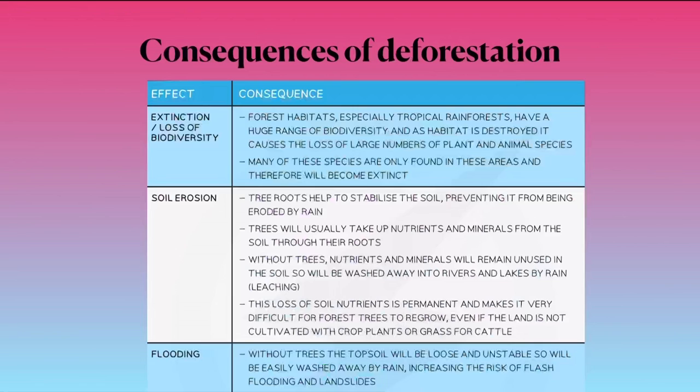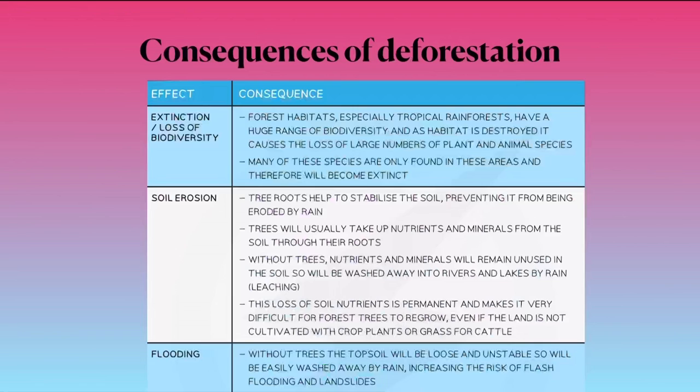Soil erosion. Tree roots help to stabilize the soil. This will prevent it from being eroded by rain. Trees usually take up nutrients and minerals from the soil through their roots. Without the trees, the nutrients and minerals will remain unused in the soil, and this will cause them to be washed away into rivers and lakes by rain. This loss of soil nutrients is permanent and makes it very difficult for forest trees to regrow, even though the land will not be cultivated with crop plants or grass for cattle.